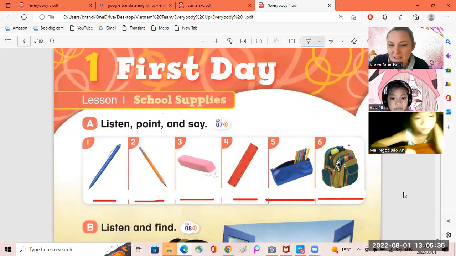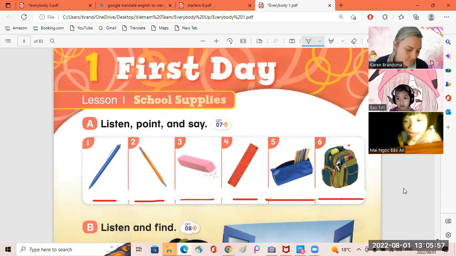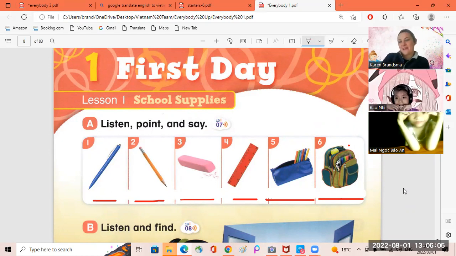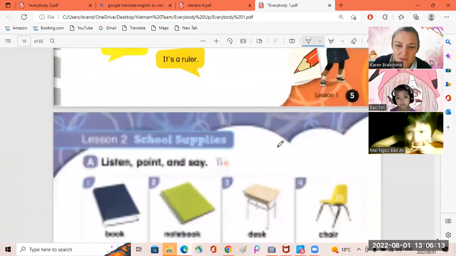Okay, Nee, what is number five? Pencil case. Yes. An, what is number four? Ruler. Yeah. Nee, number two? Pencil. And An, number one? Pen. Good. Nee, number six? Backpack. And number three? Giraffe. Yes, very good. Okay. So we know all those.